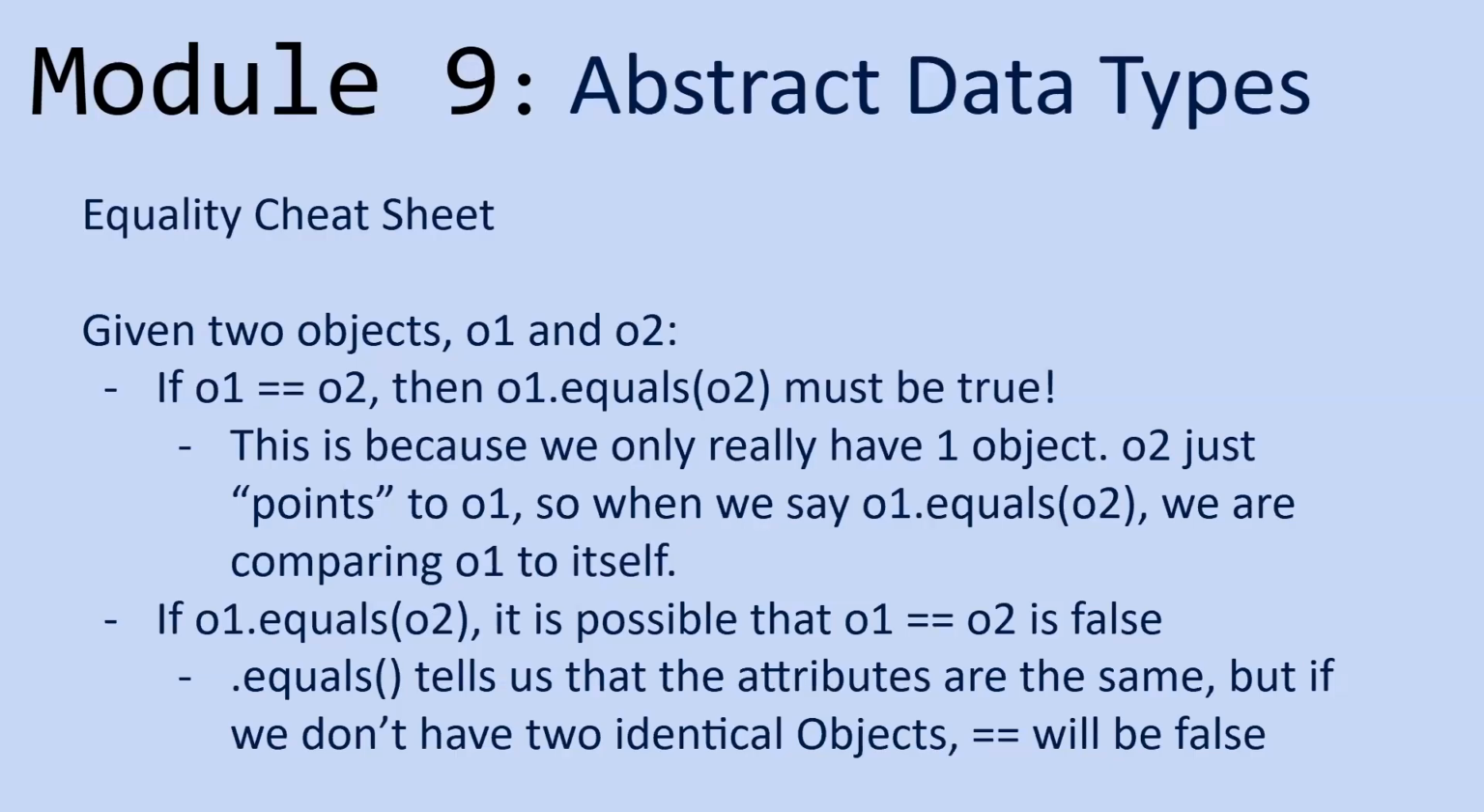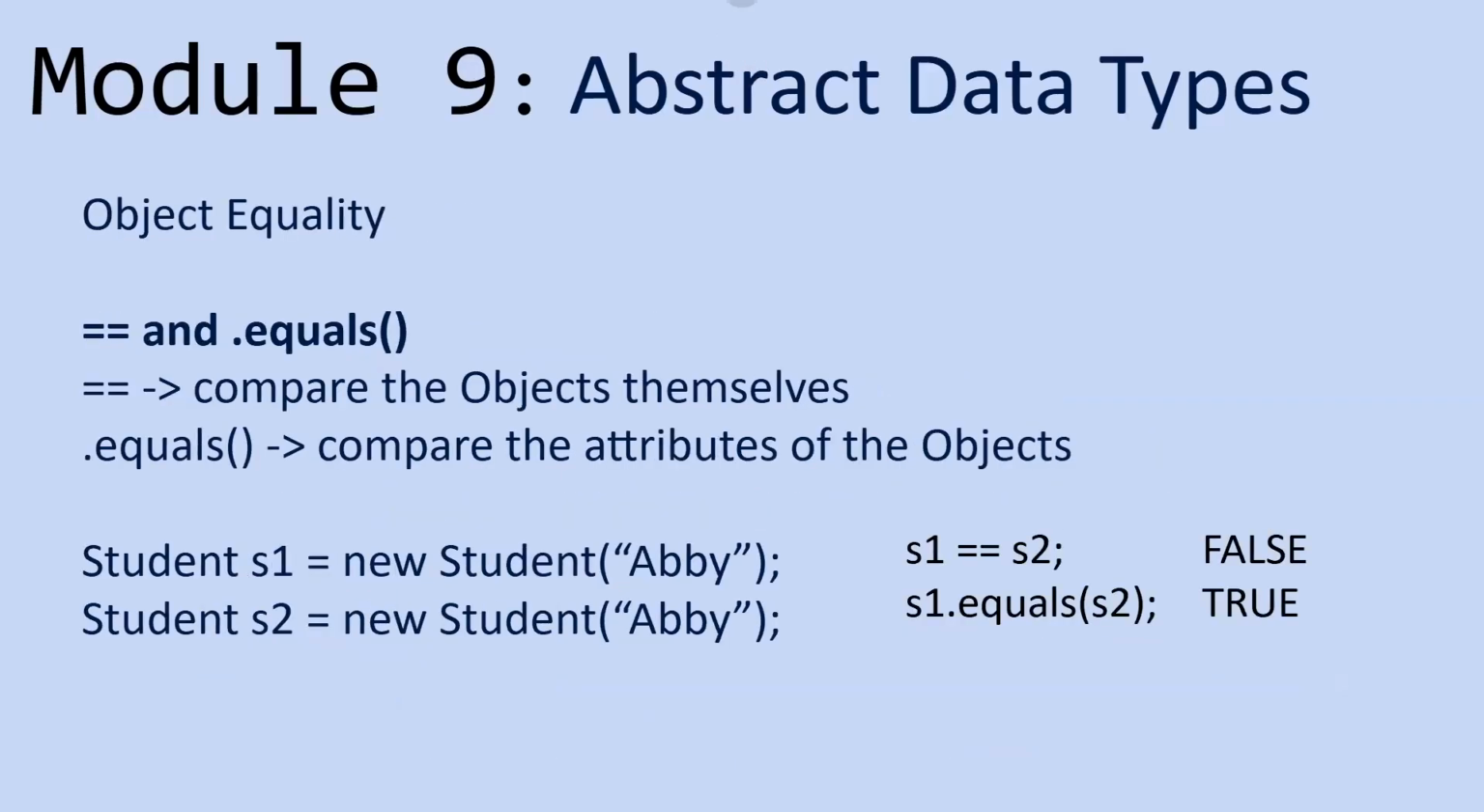Because the equals method just tells us that the attributes are the same, so maybe they have the same name, or like the same ID or something. But if we don't have two exactly identical objects, double equal signs would return false. So in this case would be like this situation. We create two objects, they have the same name, but we call the constructor two different times. And so double equal sign will be false because we call the constructor two different times. The variables refer to a different location in your computer's memory, but they have the same name, so s1 dot equals s2 would be true.